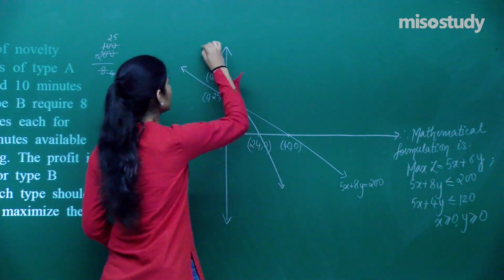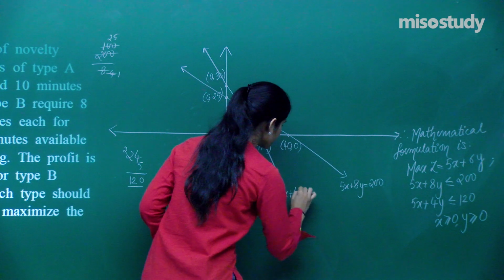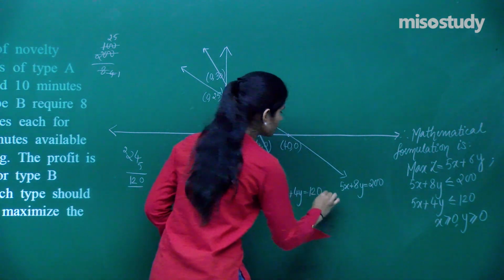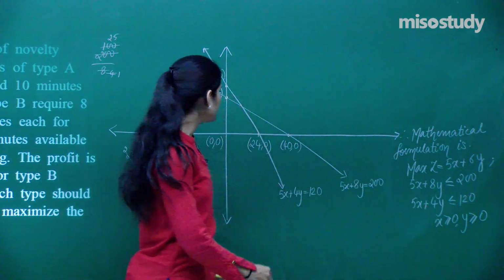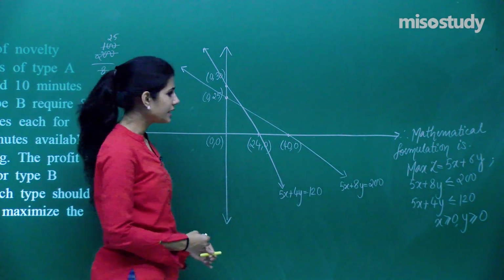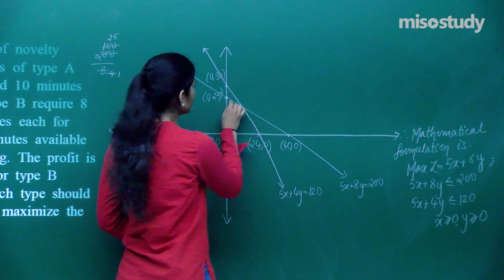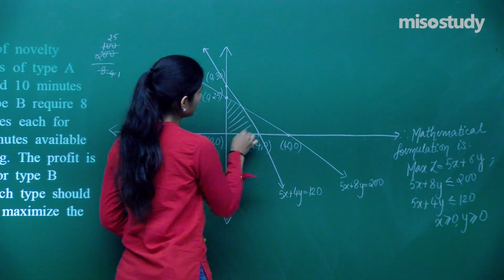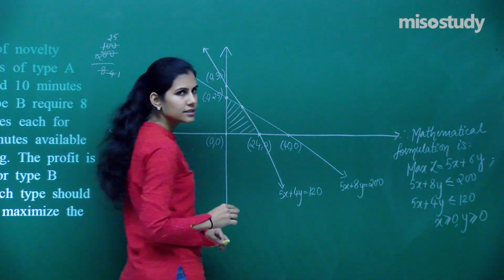This gives you the line represented by 5x plus 4y equal to 120. If you put x equals 0, y equals 0, 0 plus 0 is less than 120, yes, it is true. So this side of the line, and already this means the first quadrant, so my feasible region is going to be this. This is my feasible region with these 4 as corner points.